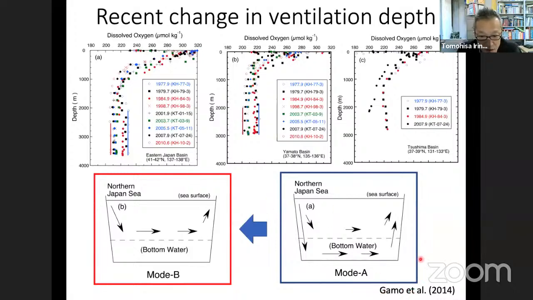Gamo et al. interpreted this as the circulation pattern changing recently on the decadal scale. So namely, the ventilation depth is getting shallower and shallower recently.